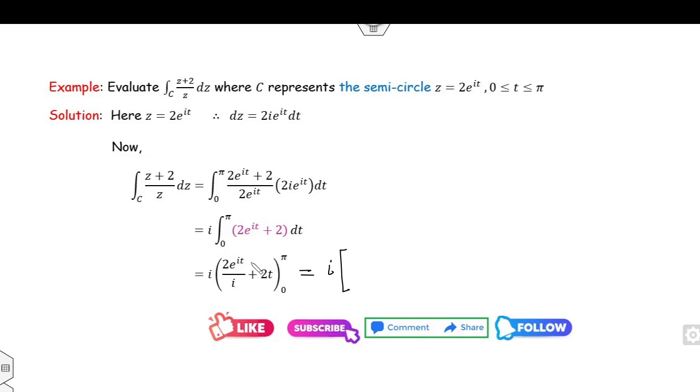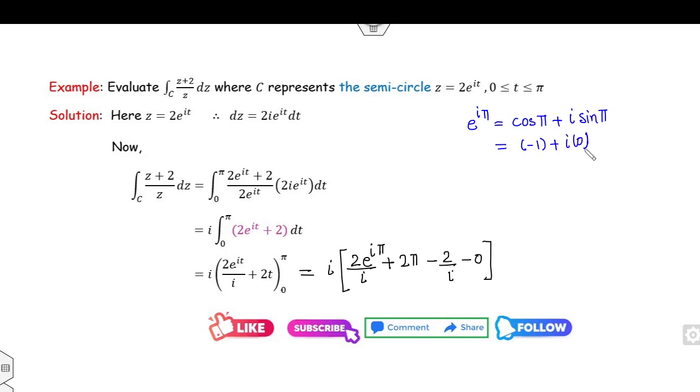Iota. If you substitute pi, 2 e raised to power iota pi divided by iota plus 2 pi. If you substitute 0, so 2 e raised to power 0, 1. It's a 2 divided by iota minus 0. Now what is the value of e raised to power iota pi? We all know this value is minus 1 because I can use cos pi is minus 1, sin pi is 0. So that number is minus 1. So this number is iota times minus of 2 divided by iota plus 2 iota.